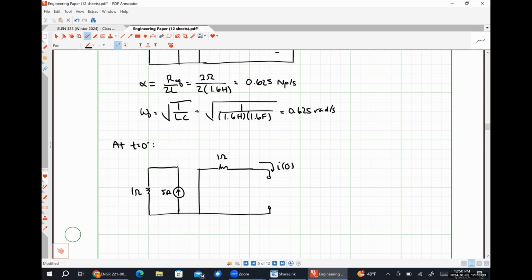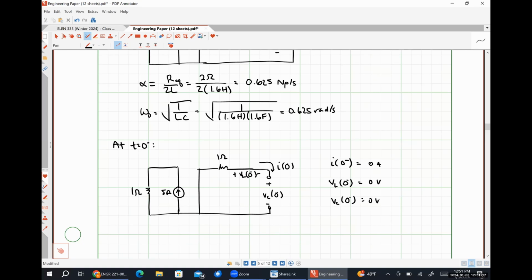Here's I of 0 minus, VC of 0 minus, VL of 0 minus, and we can see by inspection that I at 0 minus is 0 amps, VL at 0 minus is 0 volts, and VC at 0 minus must also be 0 volts. By doing Kirchhoff's voltage law around this right-hand loop, if there's no voltage drop across the 1 ohm resistor, because there's no current flowing through it, then there can't be a voltage drop across the capacitor either.